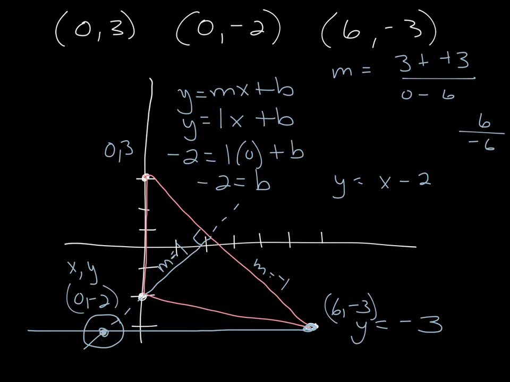So let's do that. So negative 3 equals x minus 2. I'm then going to add 2 to both sides. I get negative 1 equals x. So this point of orthocenter, x is negative 1, and my y is negative 3. So the answer, negative 1, negative 3.